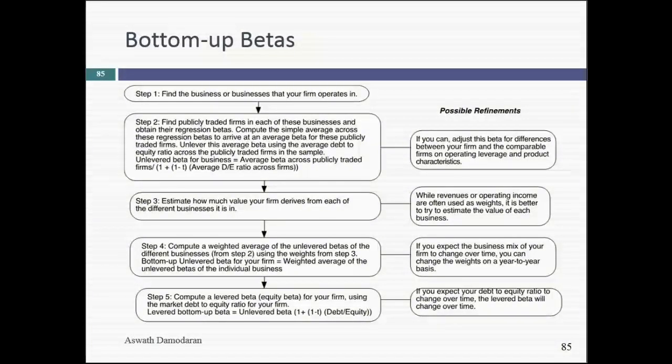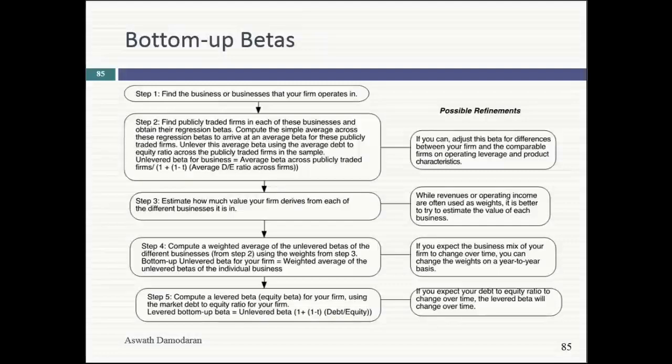I come back and say, you told me you were in 2 businesses, steel and hotels. Can you tell me how much value you get from each business? Your first reaction is, I can't tell you how much value I get, because remember, these are parts of one company, but I can tell you I get 70% of my revenues from steel, 30% from hotels. I'm almost done. What am I going to do next? I'm going to take a weighted average, 0.7 times the steel company unlevered beta plus 0.3 times the hotel company unlevered beta. I have an unlevered beta for your company.